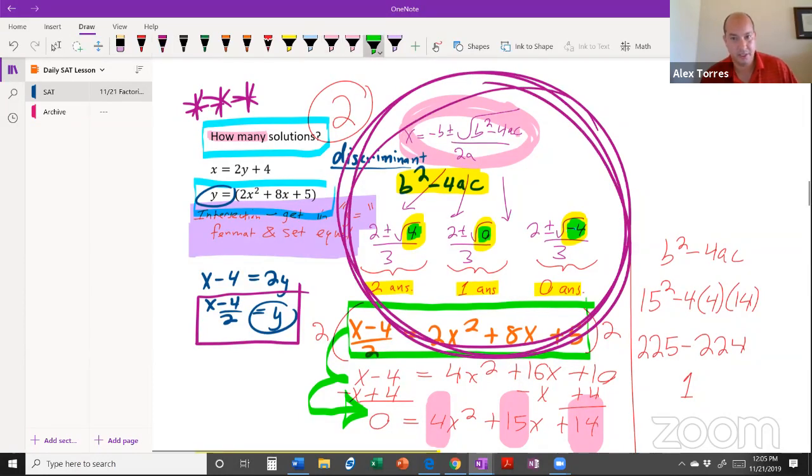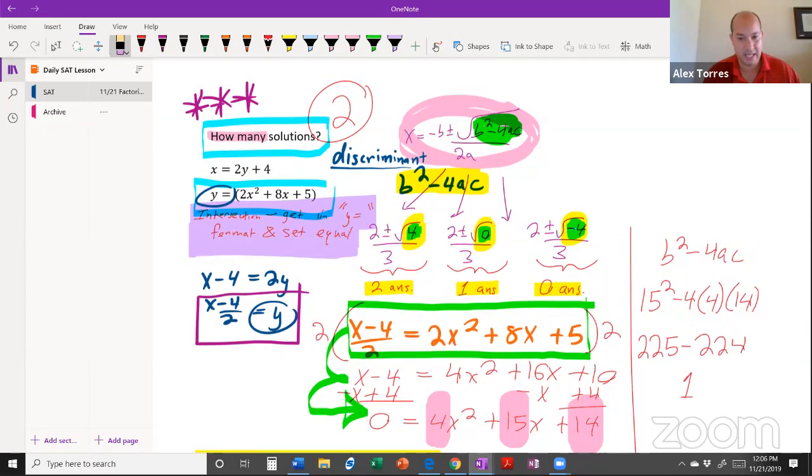So based only on what you get for the b squared minus 4ac portion of it, if the b squared minus 4ac, the discriminant, is positive, you have 2 answers. If it's 0, you have 1 answer. If it's negative, you have 0 answers. So just by arranging A, B, and C.